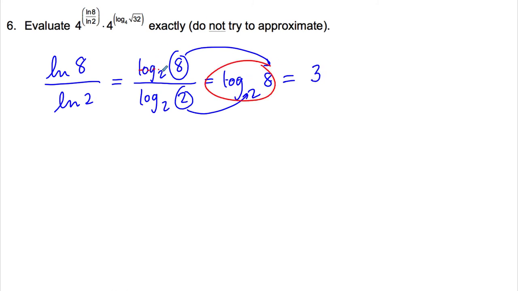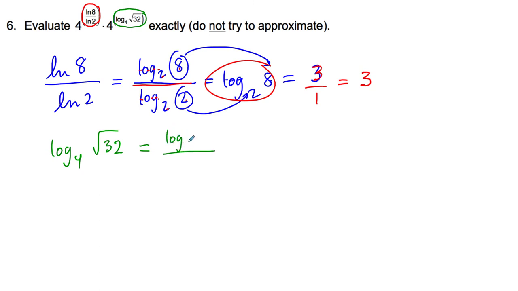Now, you didn't have to do this step. You could have said, what is the exponent on 2 to get 8? It's 3. Divided by, what is the exponent on 2 to get 2? It's 1. And then 3 divided by 1 is just 3. So this first exponent here in the red circle is 3. And I'm going to take a look at this green exponent, log base 4 of the square root of 32. So to simplify this, I know 32 and 4 are both perfect powers of 2. So I'm going to rewrite this using the change of base formula using the base 2.